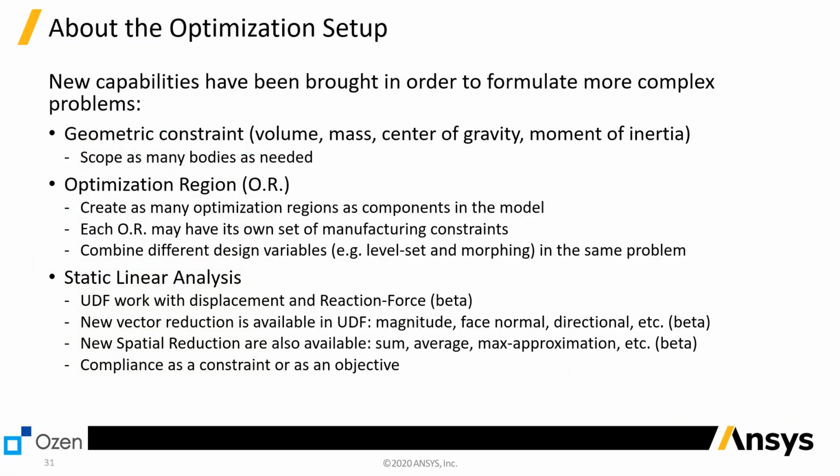For the optimization, for people who do optimization inside ANSYS, this is mainly for topology optimization. If you're using topology optimization, we can see there is a lot of constraints that can be applied, and we can use volume, mass, center of gravity, moment of inertia. For the optimization region, now you can apply a lot of regions instead of one or two, with each one having its own set of manufacturing constraints. You can also do static linear analysis using UDF work with displacement and reaction force, but this is still a beta function. This is a new beta function that's applied. The others are already there with the new version, fully tested and working with high efficiency.